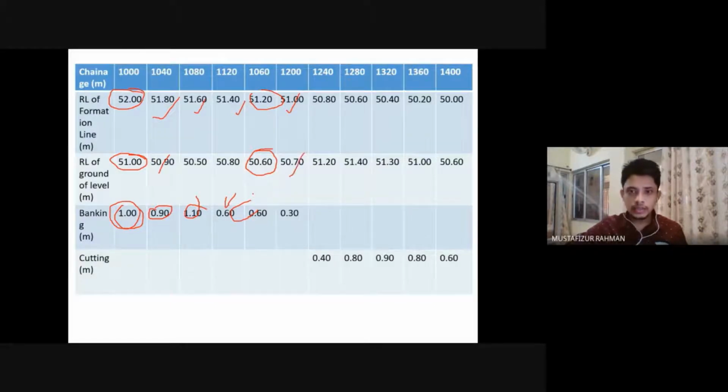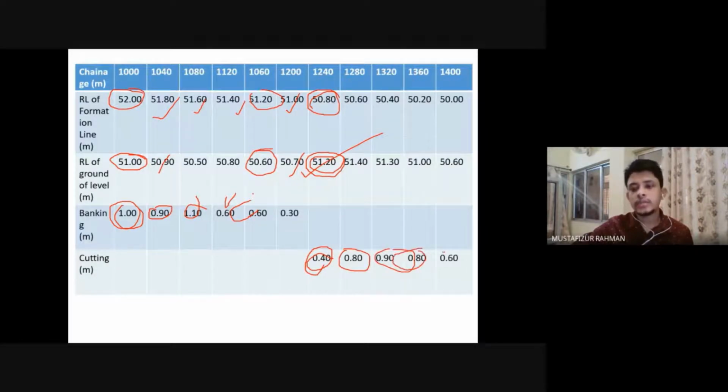Similarly, this one. But when we come to this one, we see that RL of the ground level is 51.20 and RL of the formation becomes 50.80. That means RL of ground level is higher now, so we have to do some cutting, not banking or filling. What is the difference? That much we have to cut. From here, we have to cut that much of soil. So that is the difference here.